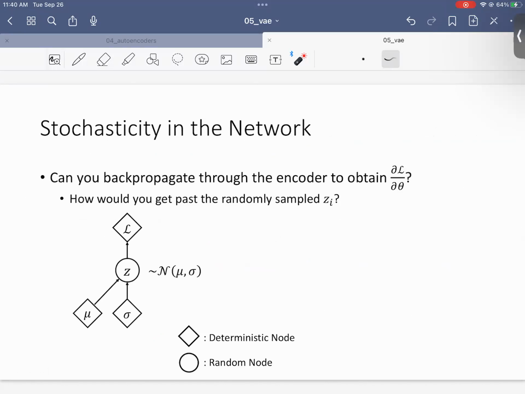Your final loss, which is the reconstruction loss and the KL divergence, is just this. And the loss comes from your sampled Z. So this is a random node. The circle is your sample Z, and your Z is sampled from mu and sigma. Mu and sigma come from your encoder, right? You want to go from here to here and here to here so that you can update your theta. But because of this, there's a blocker here.